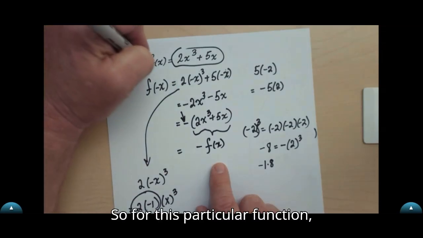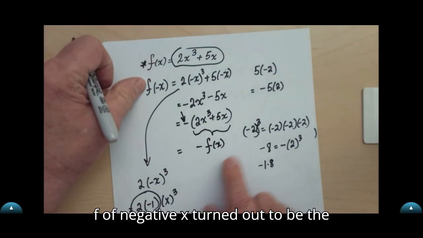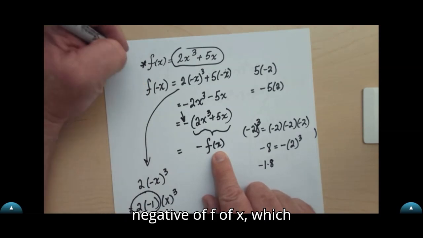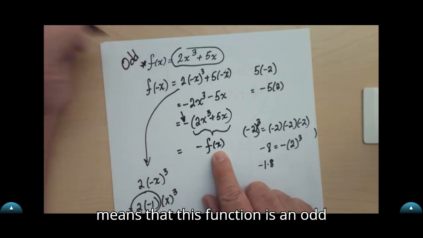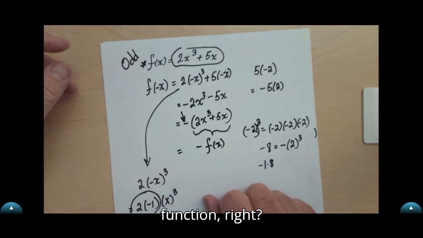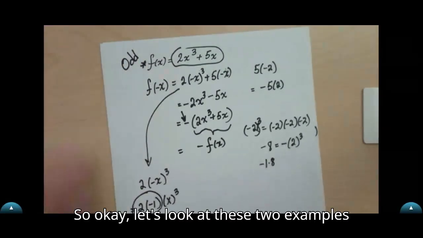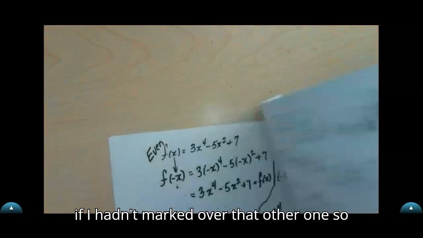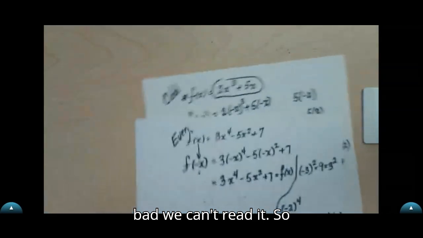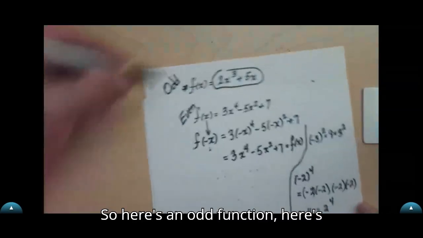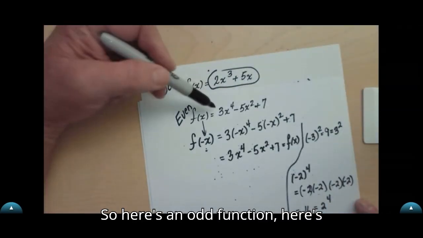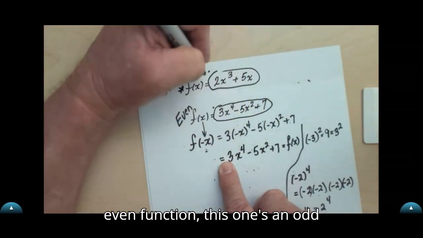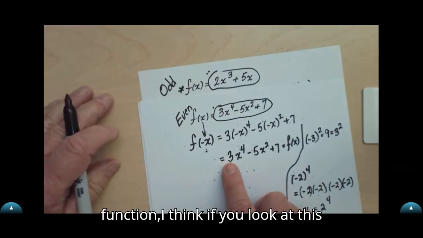So for this particular function, f of negative x turned out to be the negative of f of x, which means that this function is an odd function, right? So, okay, let's look at these two examples, if I hadn't marked over that other one so bad we can't read it. So here's an odd function. Here's an even function. So this is an even function. This one's an odd function.